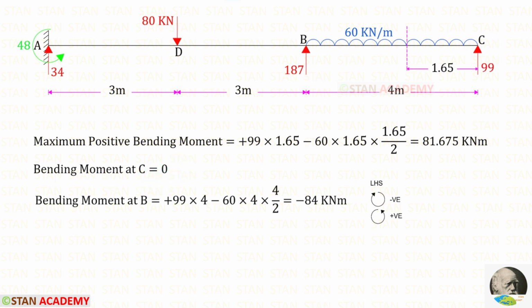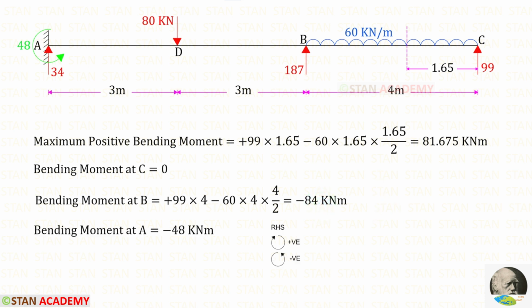Now let us find the moment at B. RC is acting in the anticlockwise direction so that it will be positive and the distance is 4. The UDL is acting in the clockwise direction so that it will be negative. With the UDL we have to multiply the distance and then the distance by 2. We will get minus 84. To find the moment at A, we can use right hand side rule. MA is acting in the anticlockwise direction so that it will be negative.